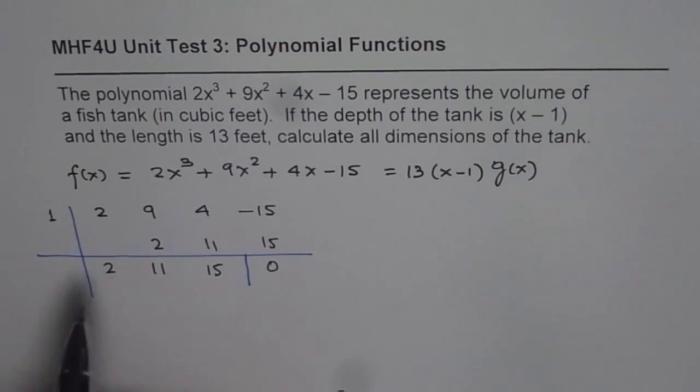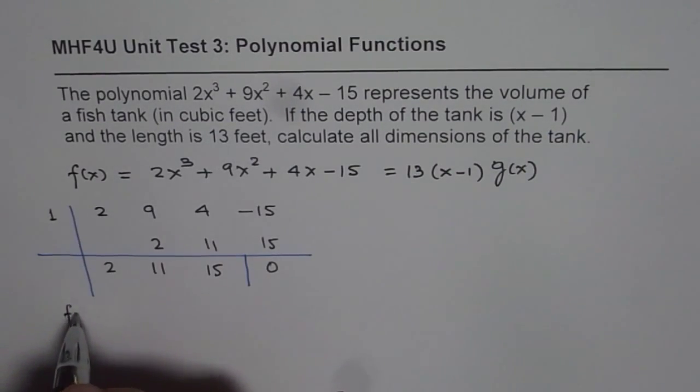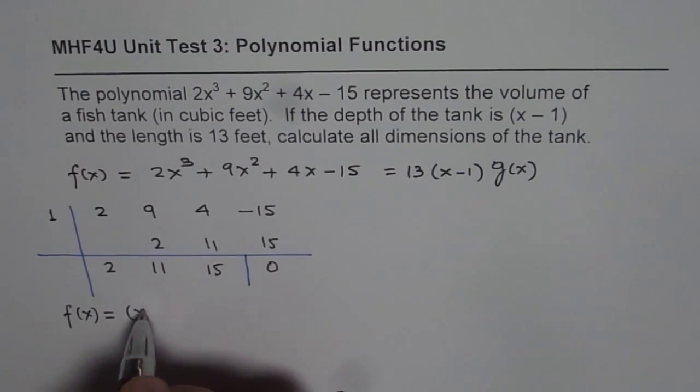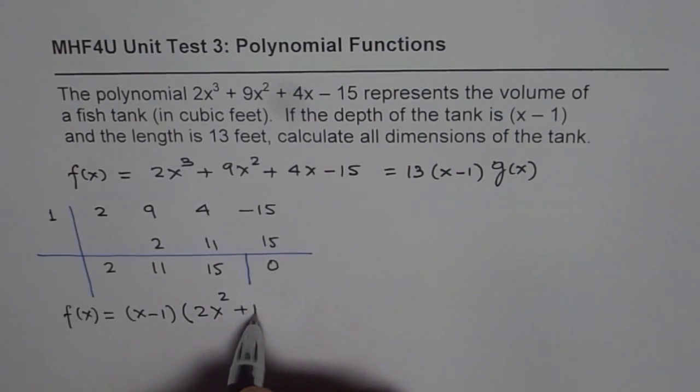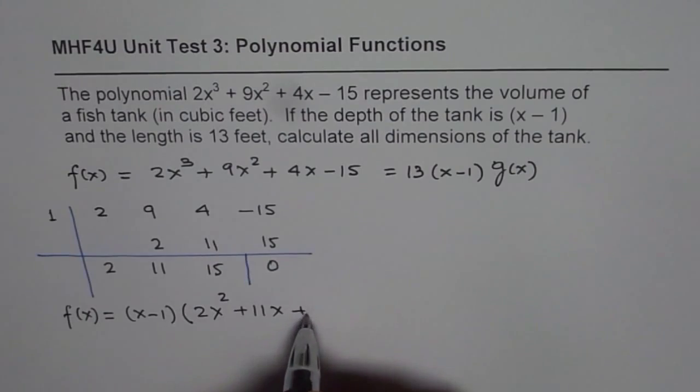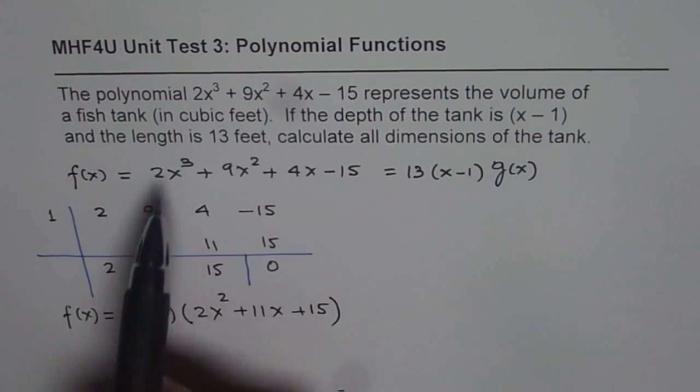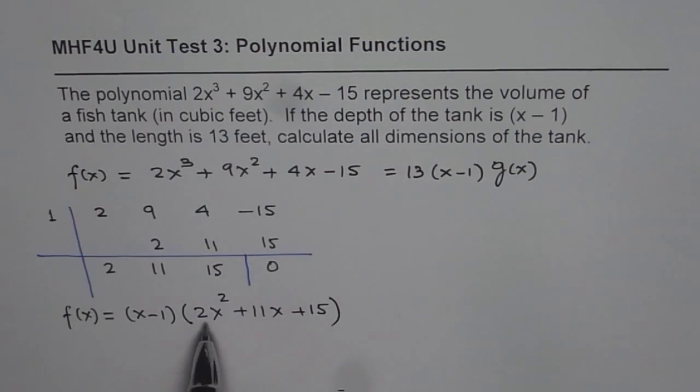That means f of x can be written as x minus 1 times 2x squared plus 11x plus 15. Since this is cubic, when you divide a cubic by a linear factor, you get a quadratic, correct? Now, can you factor 2x squared plus 11x plus 15? 2 times 15 is 30, so you're looking for two numbers whose product is 30 and when you add, you get 11. So 6 times 5.